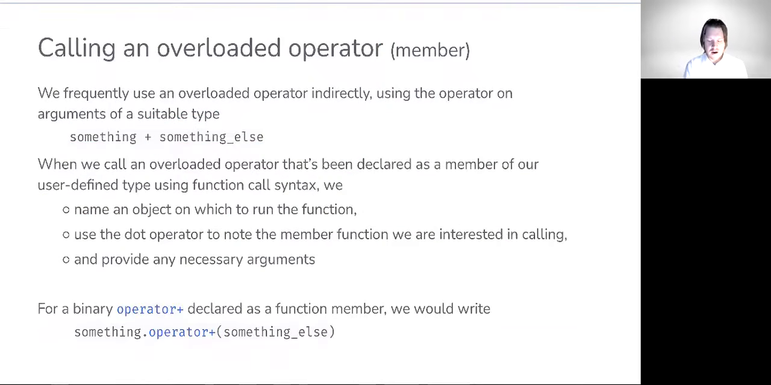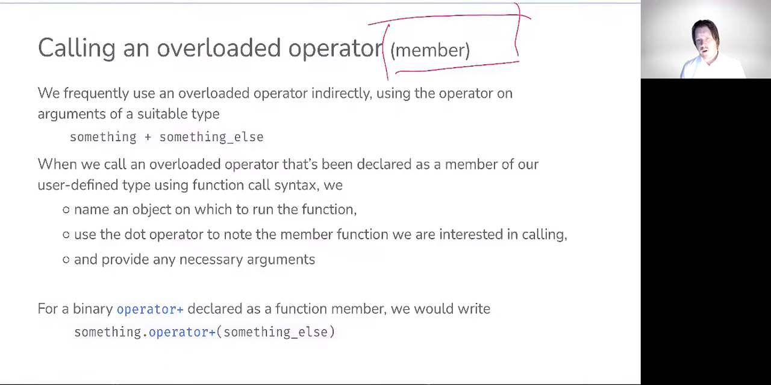Now let's go ahead and talk about calling an overloaded operator that's declared as a member function. So again, we frequently use an overloaded operator indirectly using the operator on arguments of a suitable type. So here, something plus something else. That could be 2 color objects, whatever it might be. But let's assume it's a definition that we've gone ahead and provided.